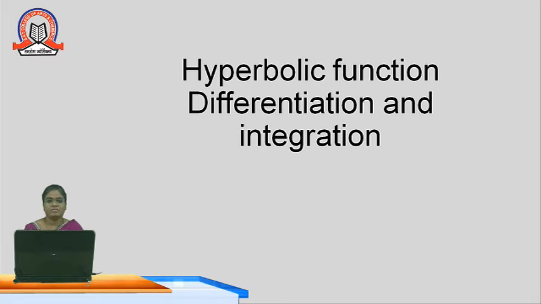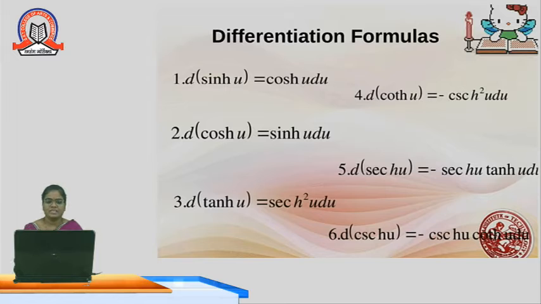We are going to see the topic hyperbolic functions. In that, how we want to use differentiation and integration. These are the basic formulas of differentiation. Differentiation of sinh u, where h is the hyperbolic function, is cosh u du. Differentiation of cosh u is sinh u du. Differentiation of tanh u is sech square u du.